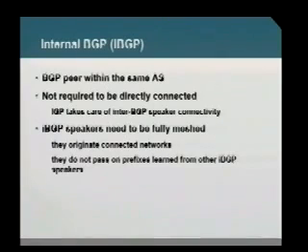Internal BGP, here the BGP peer is within the same autonomous system. So your BGP neighbors are all in the same AS. And in this case, they do not need to be directly connected. And there's an important reason for that.